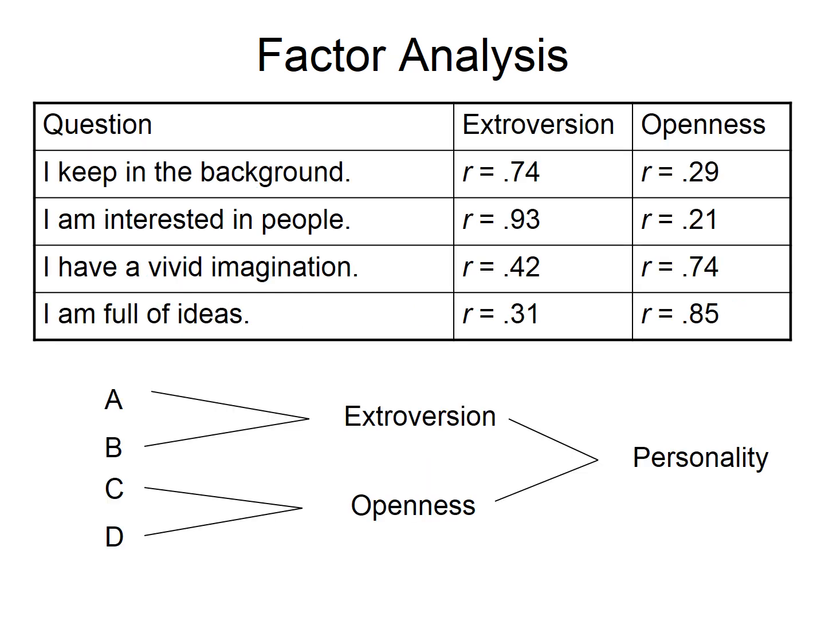So we can start actually looking then and thinking about the actual factors or constructs. So A and B, for instance, seem to be getting more at extroversion, while C and D are getting more at openness. Now, both of these are parts of personality. So we're still measuring personality, but we're able to actually, with factor analysis, start to look at the subconstructs that we'd expect to find in personality.